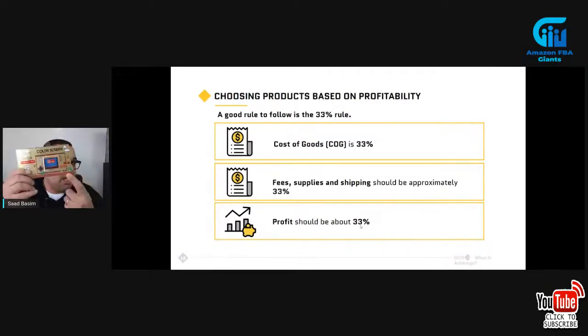But let's say this product sells at $100 on Amazon. That means I need to get this product for $33. That's the cost of the product. Okay. It will cost 33% for Amazon fees and commission, and the third part, 33%, is going to be my net profit, my gross profit that I'm going to have.